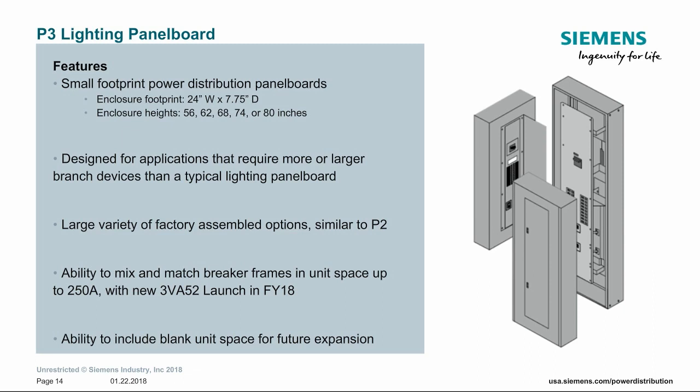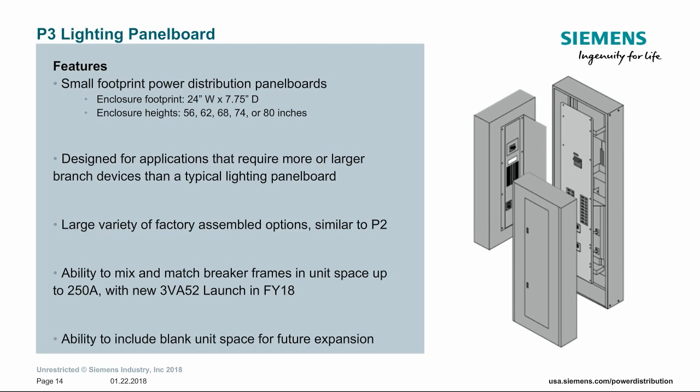Although these are technically considered lighting panel boards, they're more like small footprint power distribution panel boards, with their footprint being 24 inches in width by 7.75 inches in depth, with heights ranging from 56 all the way up to 80 inches. And so these are designed for applications that really require more or larger branch devices than you would typically find in a lighting panel board.